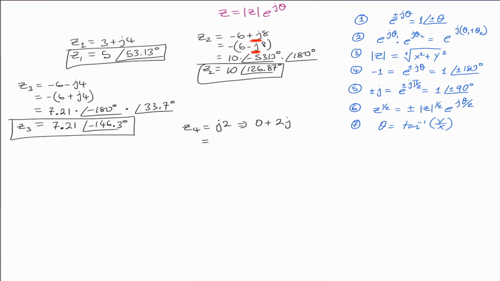And if we take the magnitude of this, we have the positive square root of 0 squared plus 2 squared. 2 squared is 4, and the square root of 4 is 2. So we end up with 2. And we can apply the property for j, so we end up with an angle of 90 degrees.